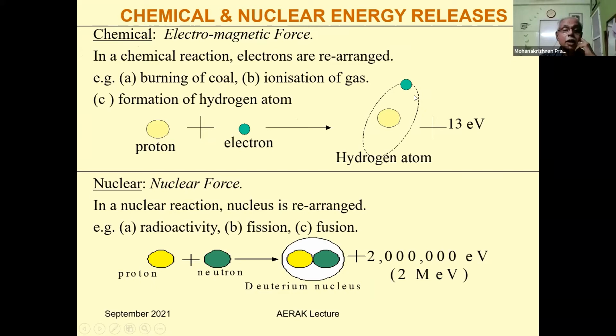And in the nucleus, the simplest system is the proton and neutron, which forms the deuterium nucleus. And if you form that, about 2 MeV, million electron volts, of energy is released. So these two numbers are quite important.